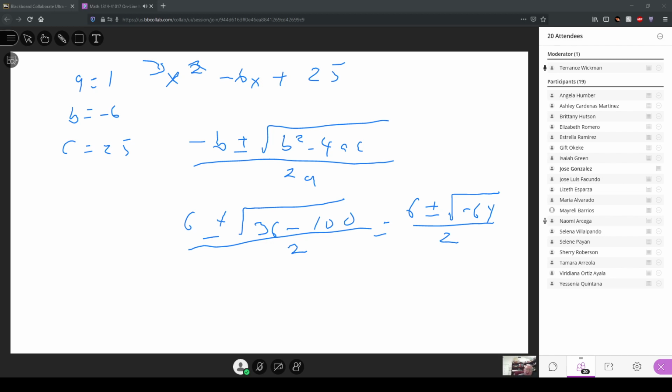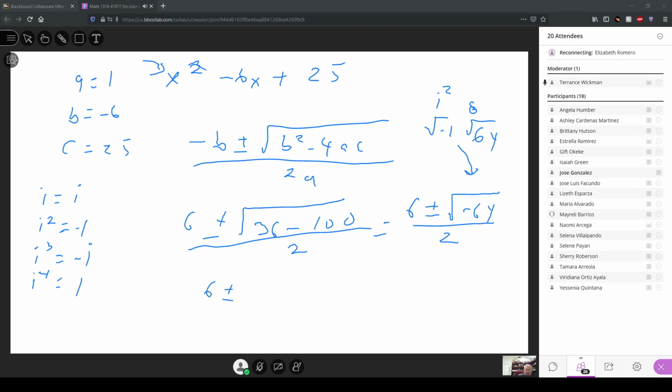So this is the hard part right here. This is the square root of minus 64. That's equal to the square root of -1 times the square root of 64. So that's going to become 8, and this is going to be i. Why? Because i squared equals -1, i to the third power equals negative i, and i to the fourth power equals positive 1. So now we have 6 plus or minus 8, the square root of -1, all over 2.